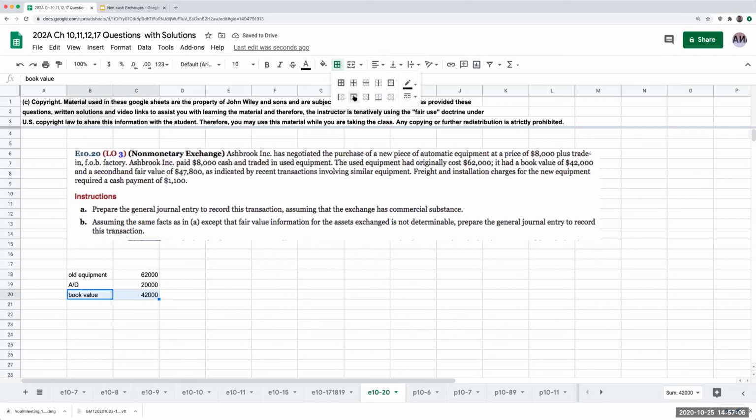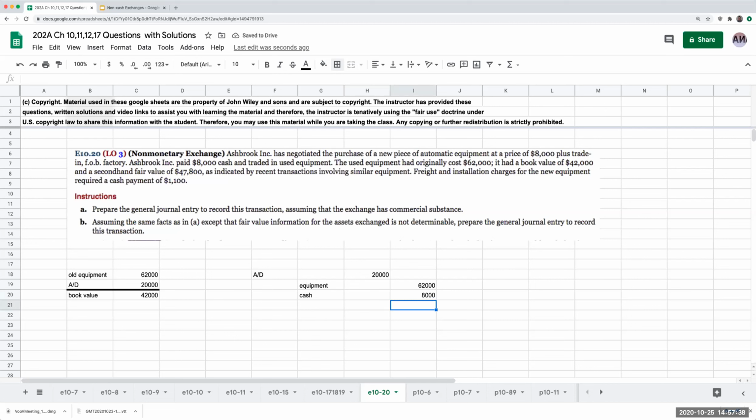The next thing I have to do is record that they paid $8,000 in cash for the new equipment. And then I also want to handle the freight and installation charges for the new equipment, which required a cash payment of $1,100. So I'm going to record that separately.